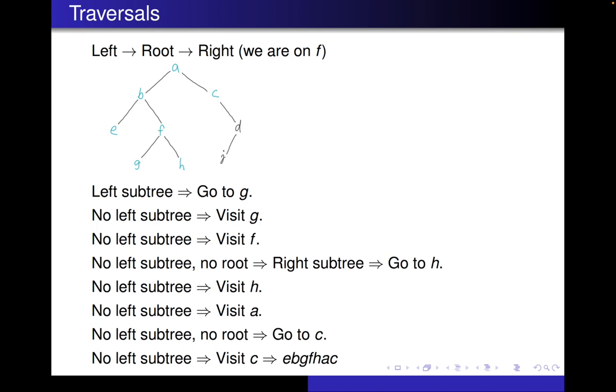So let's see. We've done E, B, G, F, H, A, C. The next one we're going to visit is actually J. And then after that, we're going to visit D. See if you can figure out why we did J first and then did D.